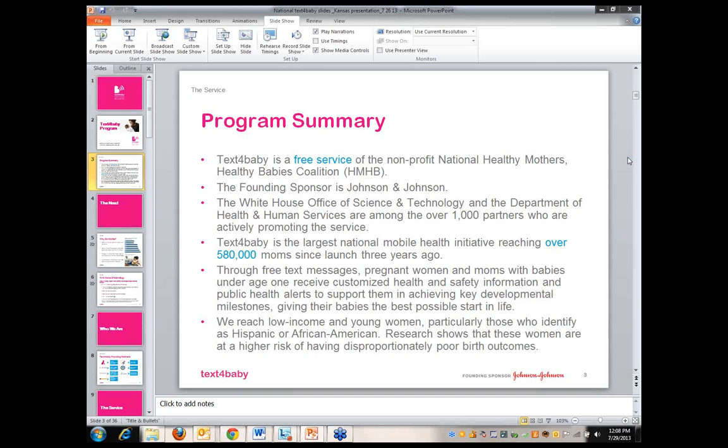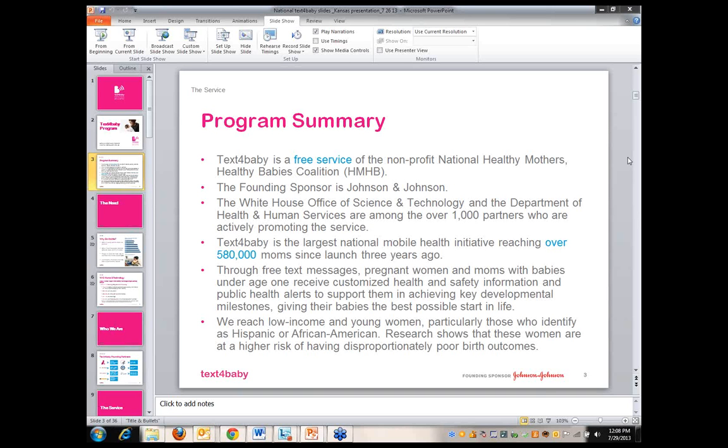It is the largest national mobile health initiative, reaching over 580 moms since launch, and then specifically in Kansas, we're reaching over 8,500 moms. Just to give you some Kansas-specific information, and there's a lot more moms that hopefully we'll be able to reach soon.